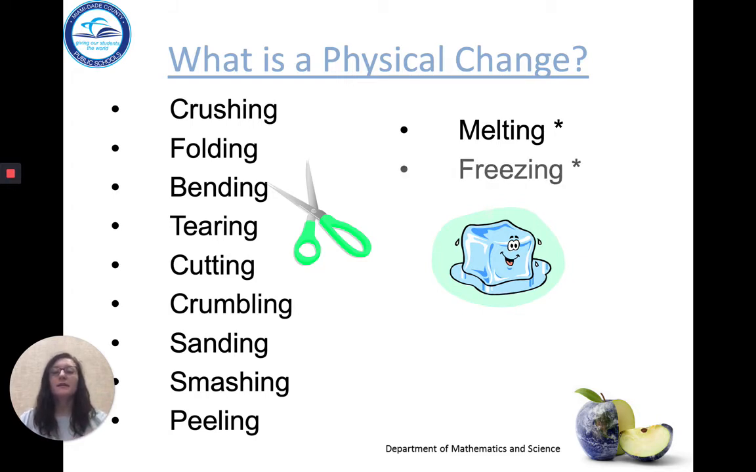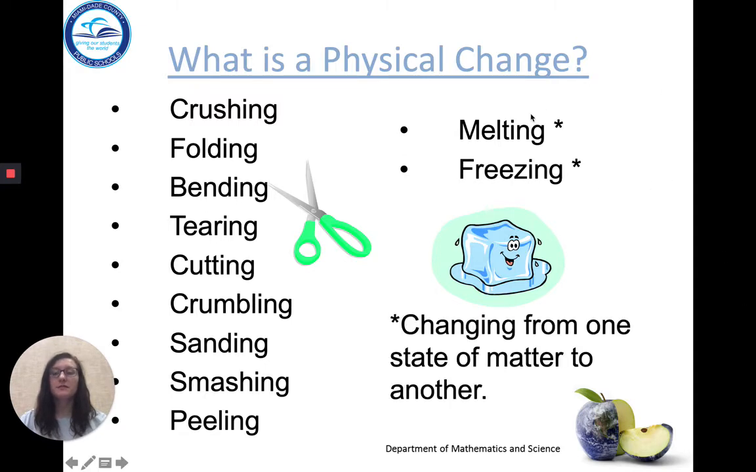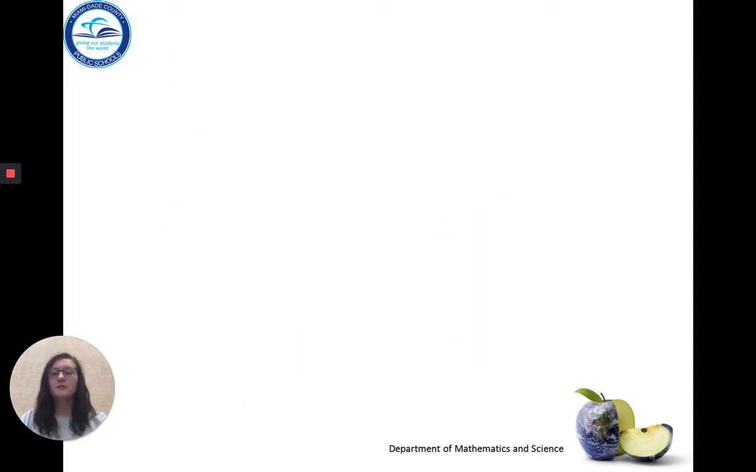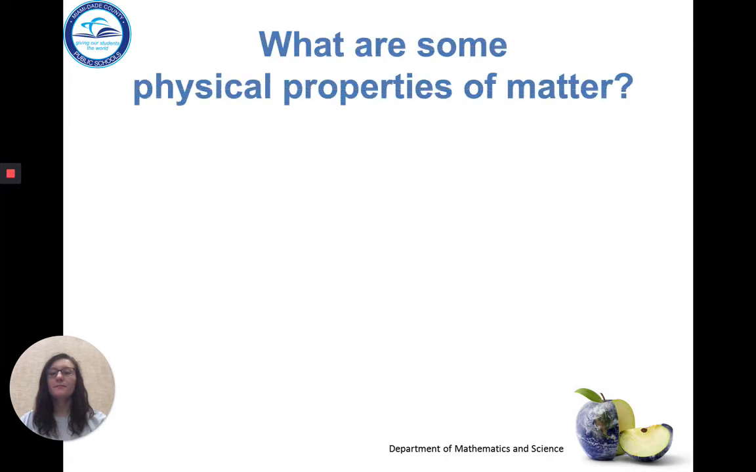And then these ones over on the right side, the melting and freezing. These are still physical changes, but these ones are changing from one state of matter to another. So these ones, the items still are the same thing, whereas with melting and freezing, it changes from one state of matter to another.